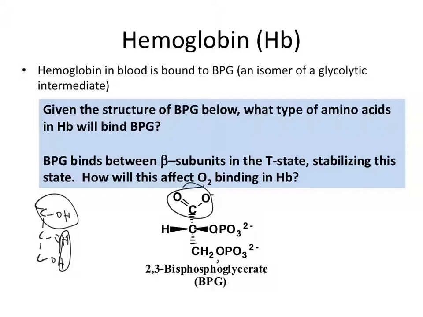All right, and so what happens here, BPG, so the way that, this is hemoglobin. Oh, I probably should have used two different colors. But even though it's all alpha helical, they call two of the subunits alpha and two of the subunits beta. BPG binds between the beta subunits when it's in the T state, and it stabilizes the T state. Okay, so what do you suppose that means?